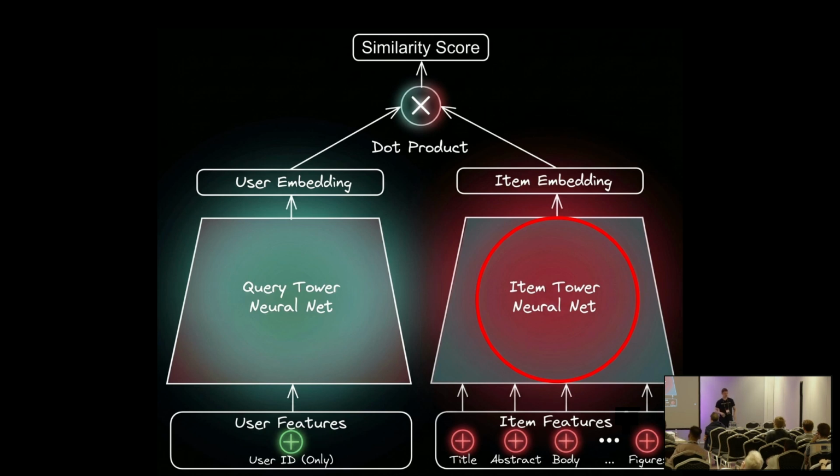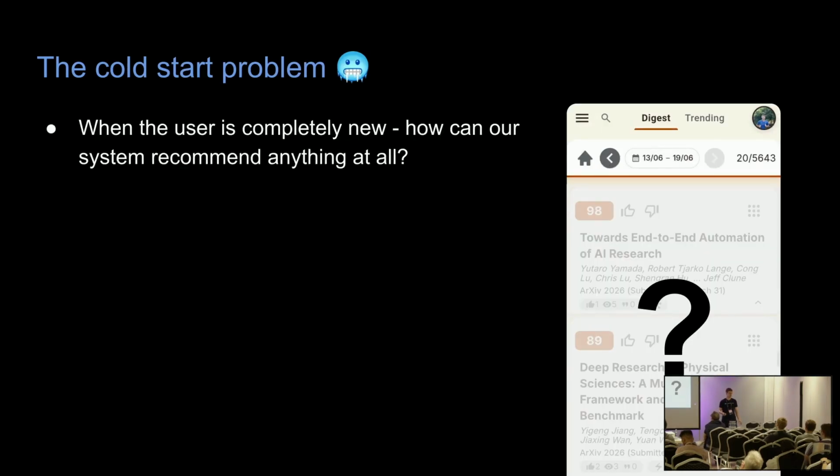Okay, so this long story is about how at Scholar Inbox we compute this item tower transformer. We don't do it completely dense. We have some sparsity that speeds up things and also improves our performance because of this heuristic. It's useful. Okay, that's that.